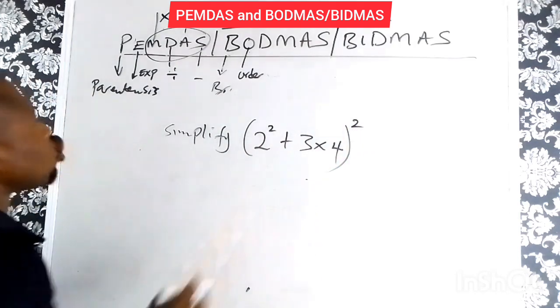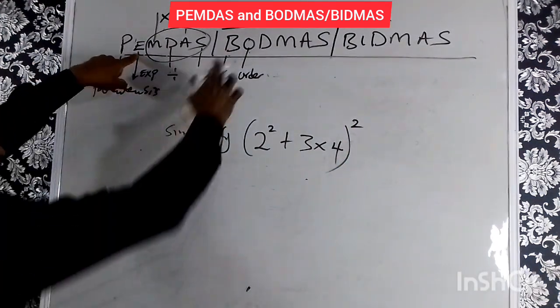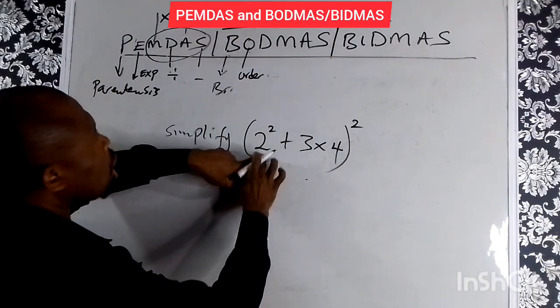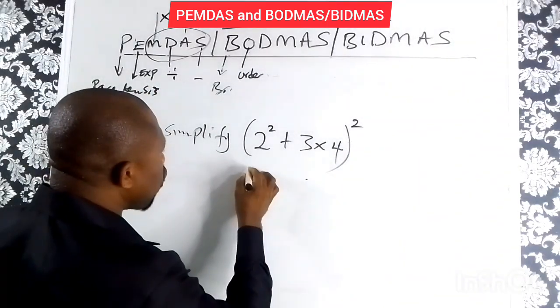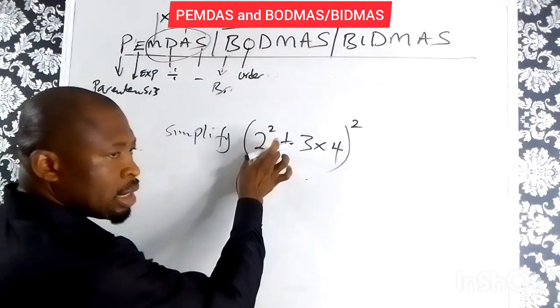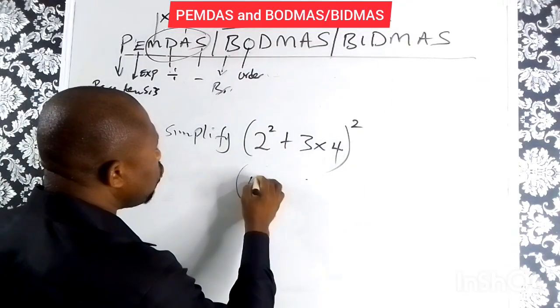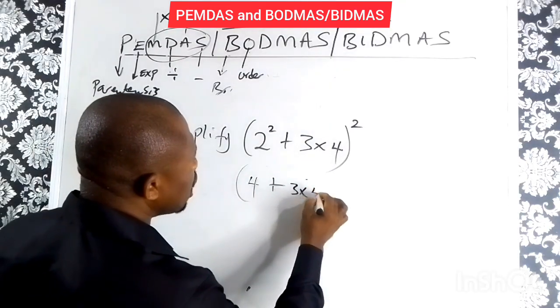Now all squared. Now having taken the bracket, the first thing we'll take is the order. The order is this one, or the index, or the exponent, which will give us 2 squared. This is the only one that has exponential function here. 2 squared is 4 plus 3 times 4.